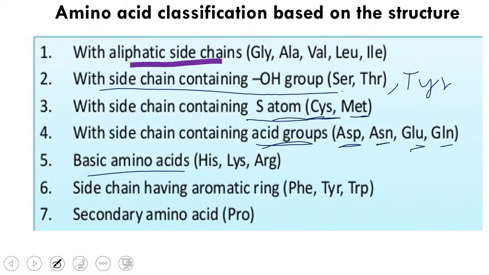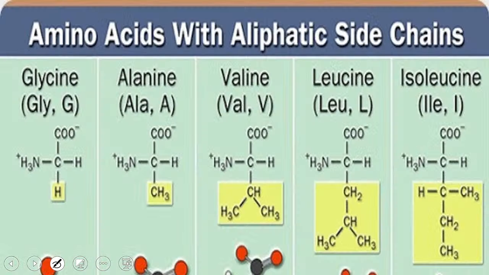Then basic amino acids. Three basic amino acids we are having: histidine, lysine and arginine. Side chain which contains aromatic ring: here we are having phenylalanine, tyrosine and tryptophan. So this tyrosine I have not written here, I have written here. Tyrosine contains both the OH group and the aromatic ring. And out of this, the 21st one is not an amino acid in the strict sense, it is an imino acid, that is proline. We will tell you what is the difference between amino and imino acids.